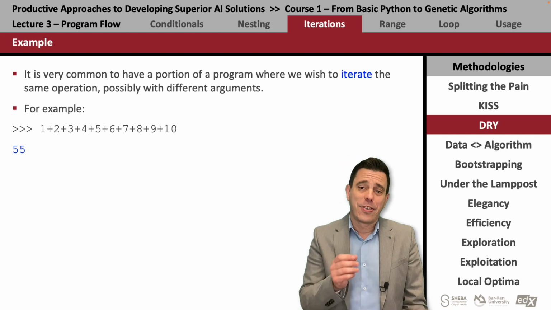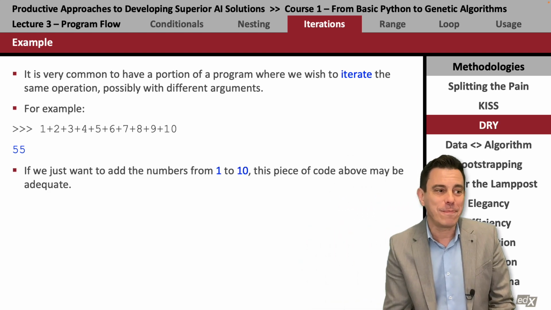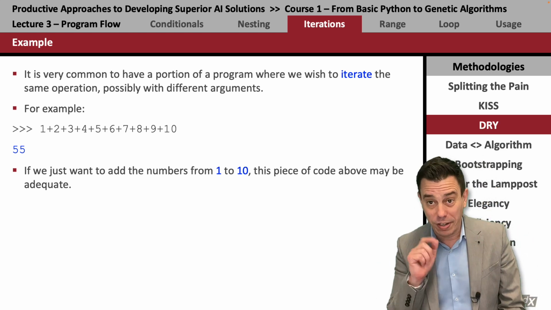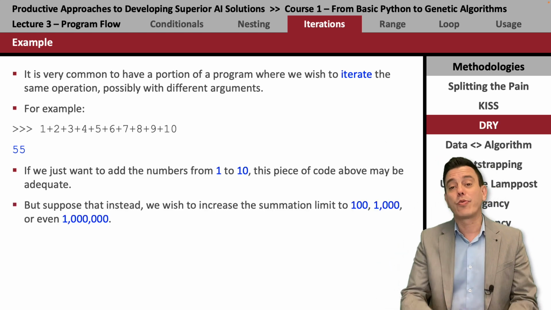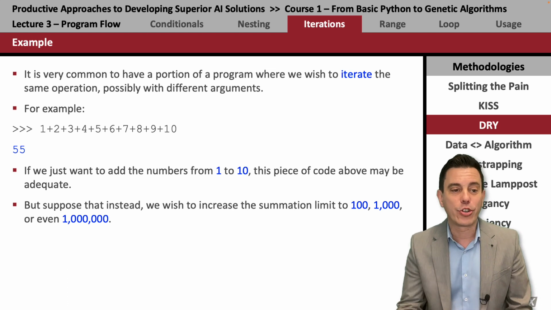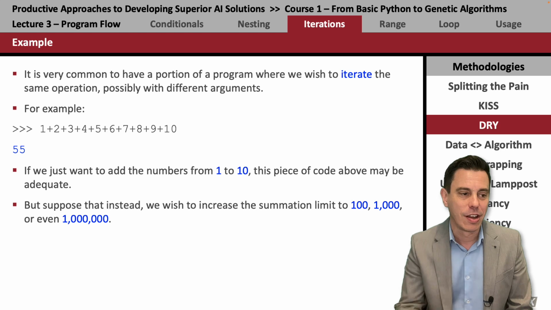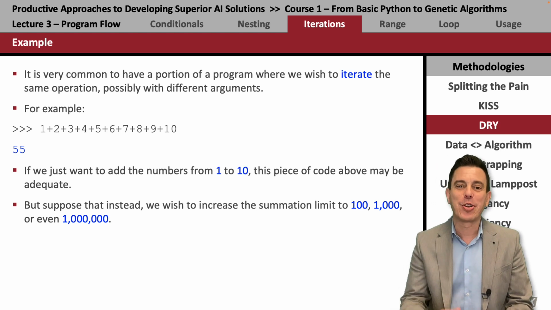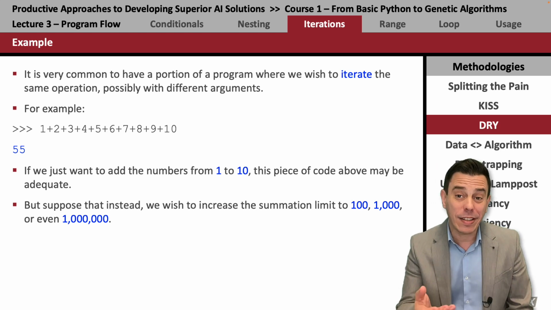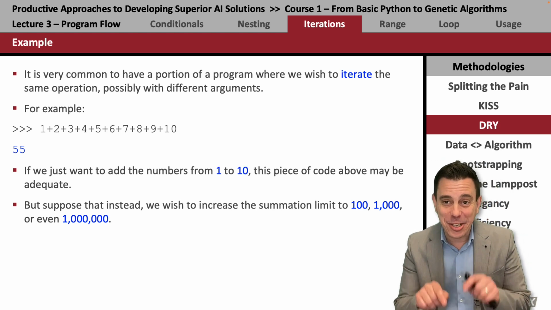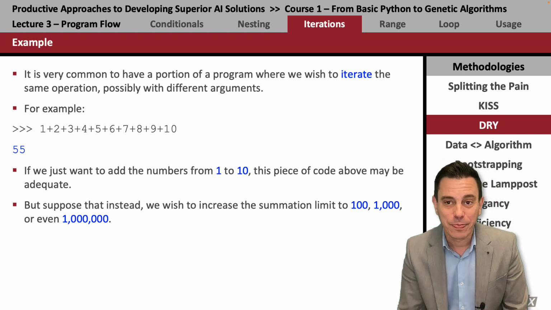But of course, this is only a simple situation that can be good enough if we just want to add the numbers between 1 and 10. But of course, what will happen when we wish to increase the summation limit to 100, 1,000 or 1,000,000? Of course, we will not want to do that, and we don't need to manually write each and every number one by one.